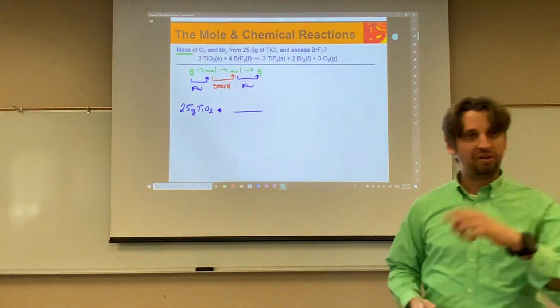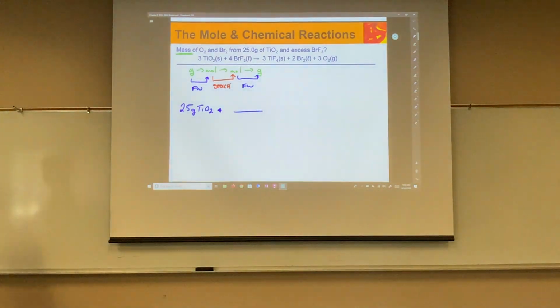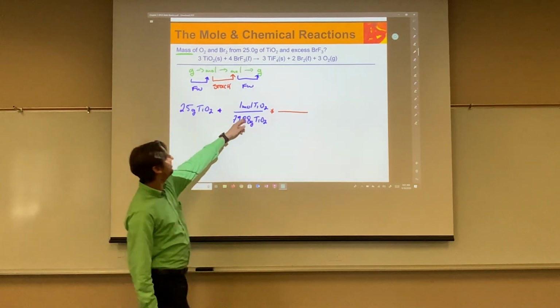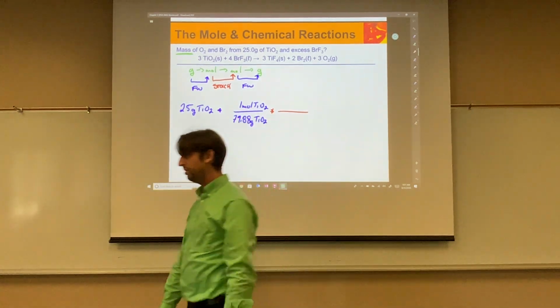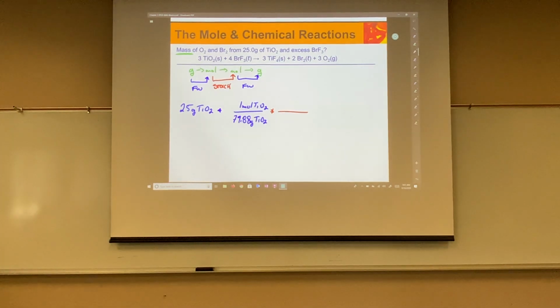Now we need to convert grams into moles, right? So 1 titanium plus 2 oxygens, I got it to be equal to 79.88 or thereabouts, grams of TiO2 for every 1 mole of TiO2. Good? Now my units are in moles of TiO2, so I can convert moles into moles. So for every 3 moles of TiO2, I think I start out with oxygen, right? So I have 3 moles of O2, where I produce 3 moles of O2.